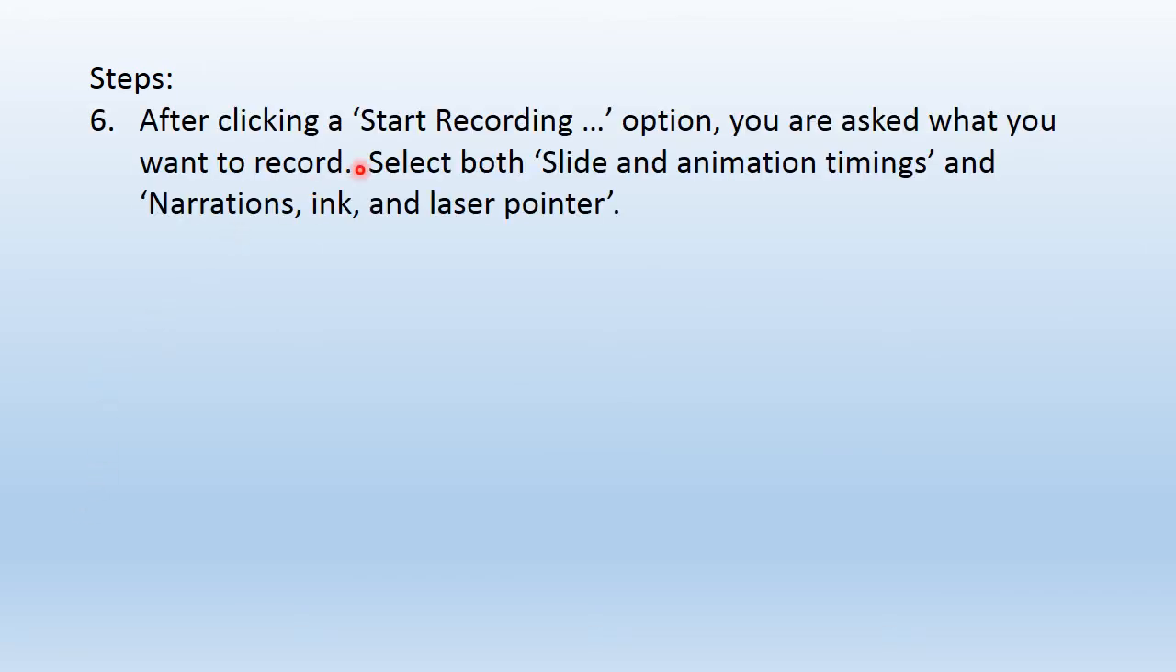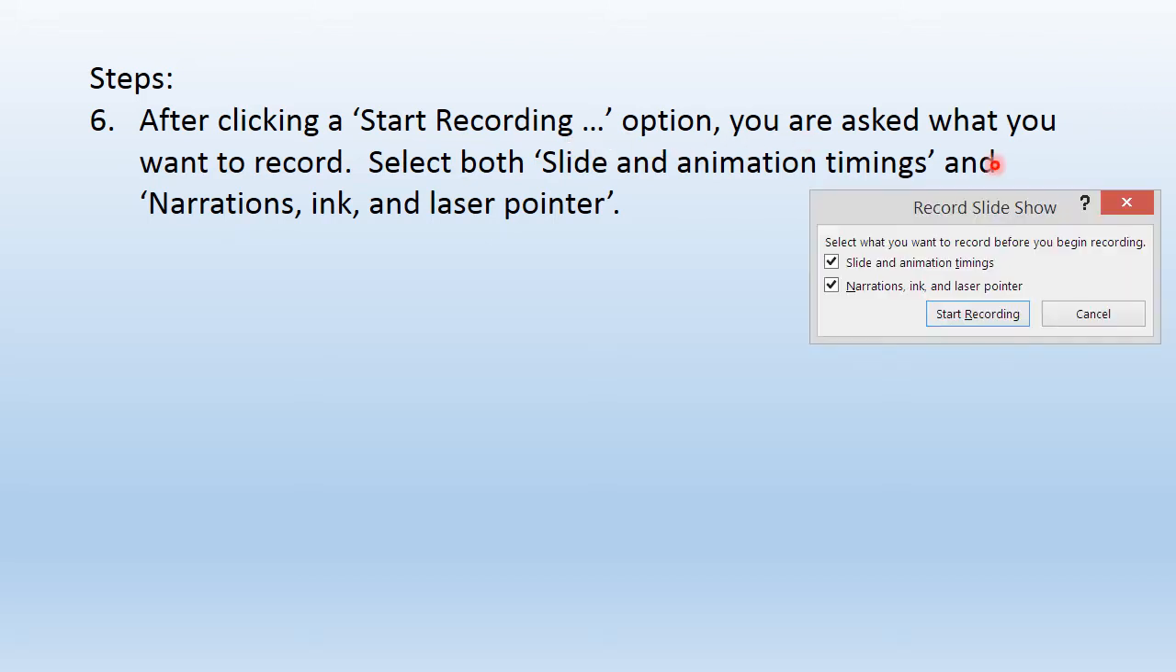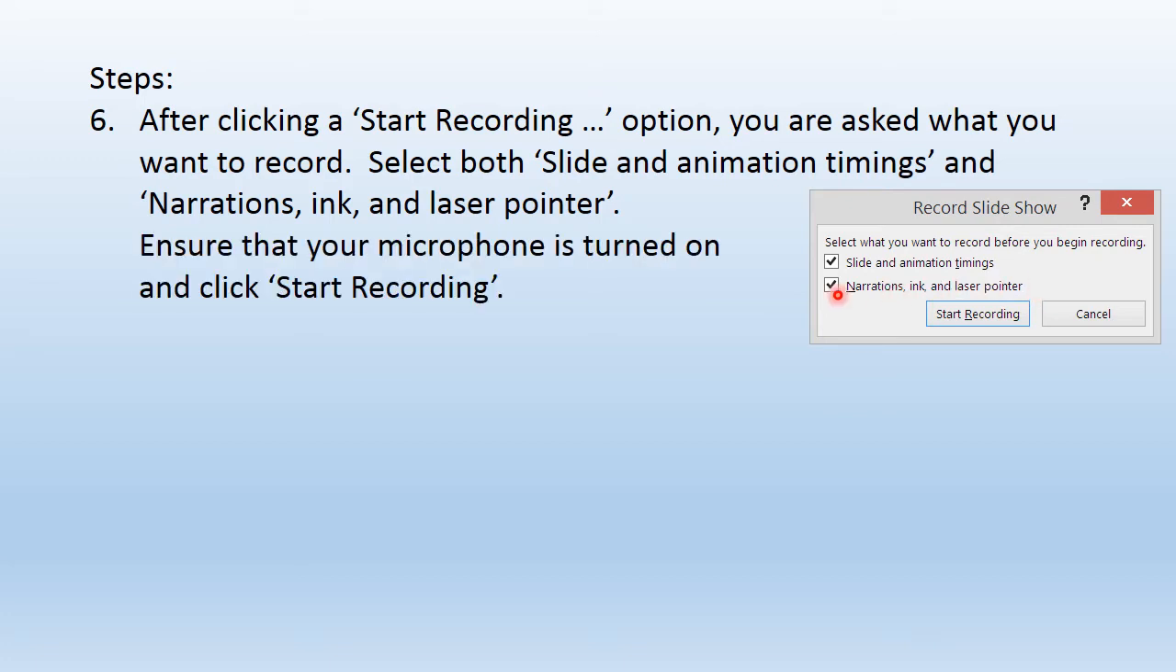So after clicking one of the two Start Recording options, you are asked what you want to record. So make sure that both slide and animation timings and narrations, ink, and laser pointer are both selected. They are by default. Ensure your microphone is turned on, and then click the Start Recording button.